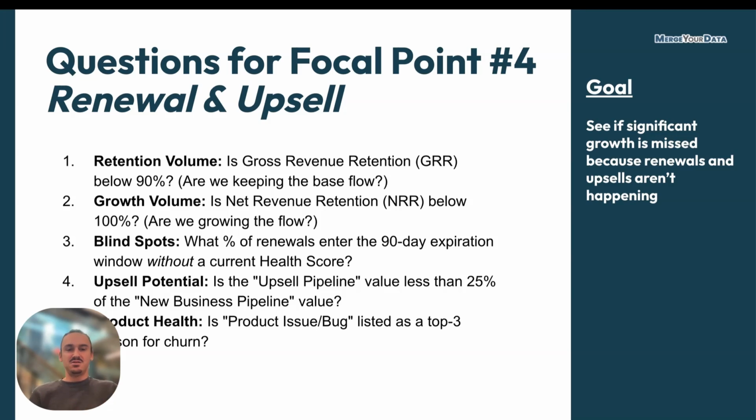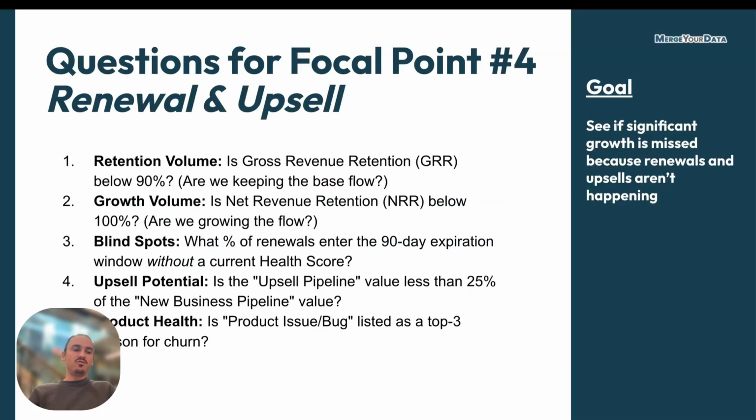And so we look at 5 things here: retention volume, the gross revenue retention per client, the growth volume. So is net revenue retention below 100%? Are we growing the flow itself? 3, blind spots. What percent of renewals enter the 90-day expiration window without a health score, if you can get to that point? Upsell potential, and then product health as well, if there's any churn issues going on.